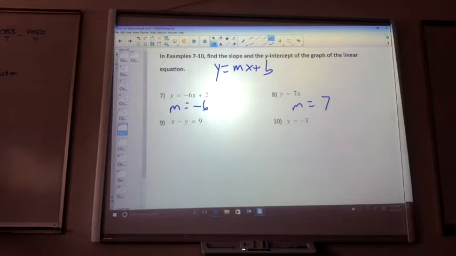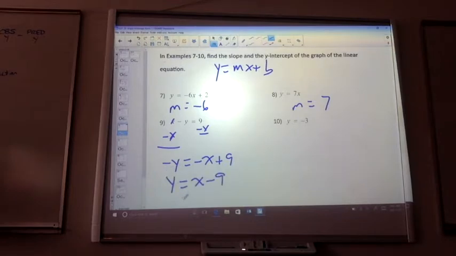This one, what would we have to do in order to get its slope-intercept form? Solve it for what letter? Y. So I'm going to subtract x. Can I subtract 9 and x from each other? Nope. So I get negative x plus 9. It's positive 9. Then multiply everything by negative 1.